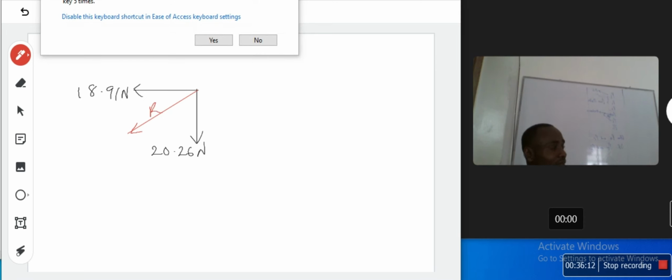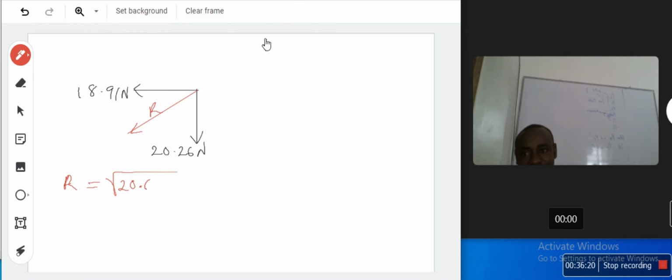Pythagoras theorem, right? So R will be equal to the square root of 20.26 squared plus 18.91 squared. Are we in agreement? So what does that give us? What's R? So R is 27.71. So we can now leave it in three significant figures.